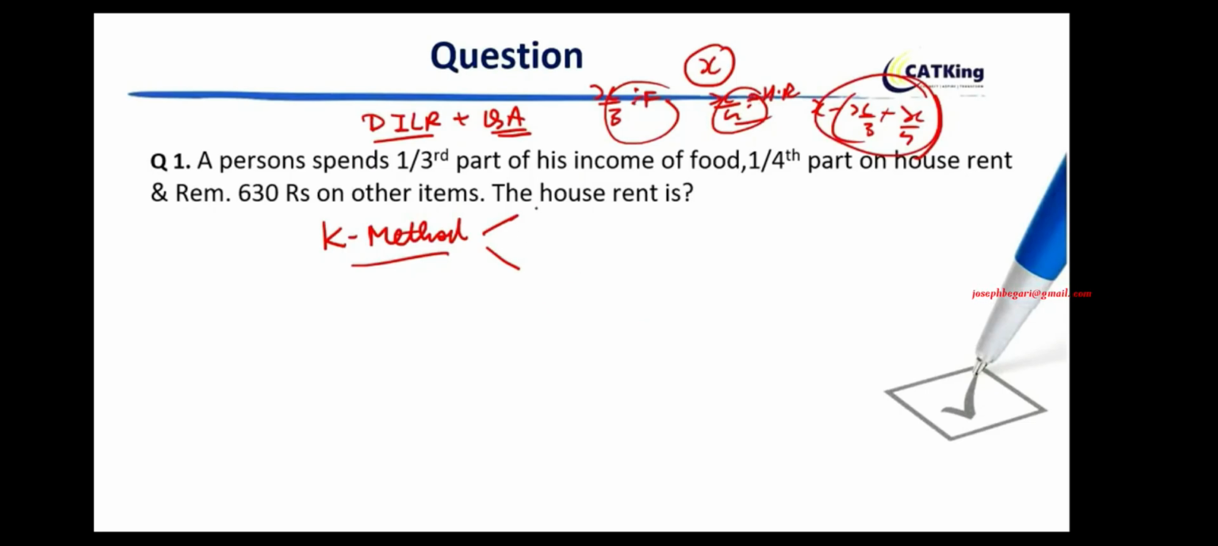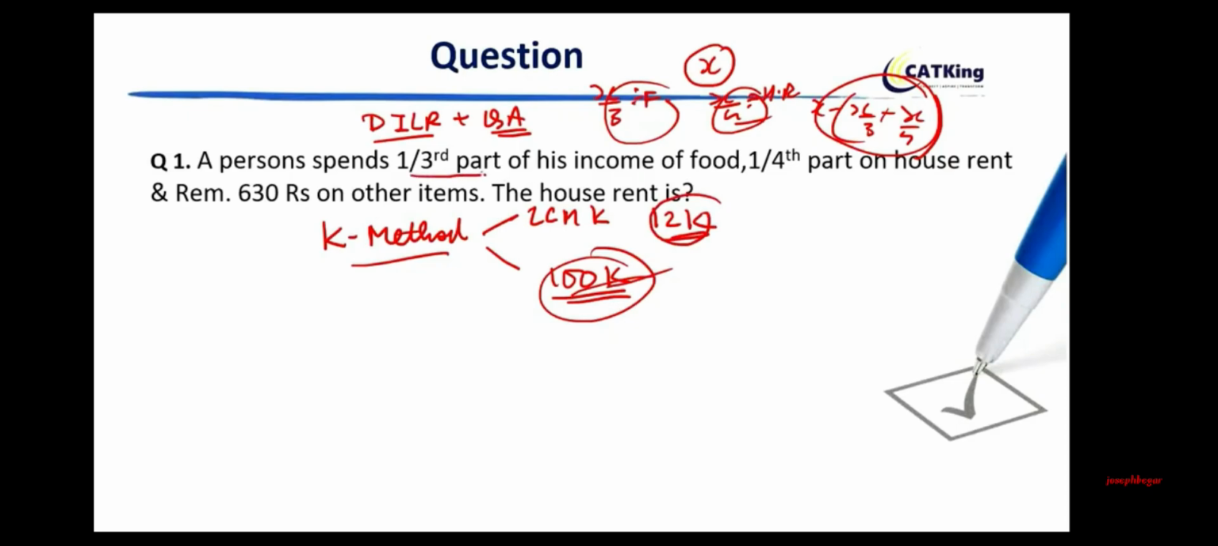So the first method is LCM K. That is, I use K with LCM. What is LCM of 4 and 3? 12. That is 12K. The other method is directly taking it as 100K. We'll see it in one other question. If I follow the LCM method, he spent 1 by third of his income on food. So on food, he spent 1 by 3 of 12K, which is 4K.